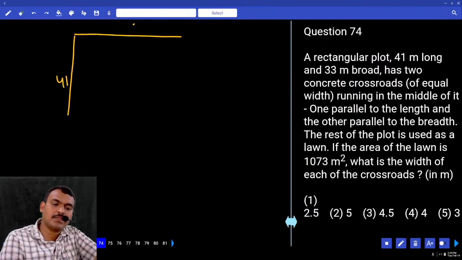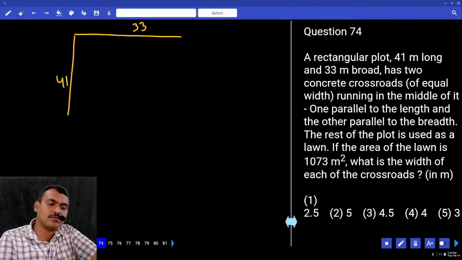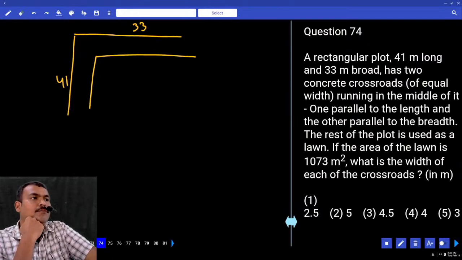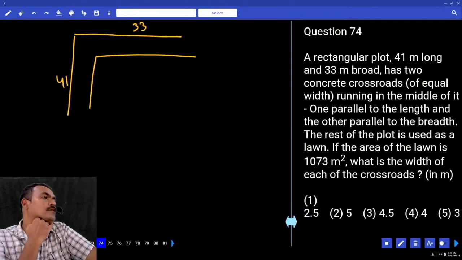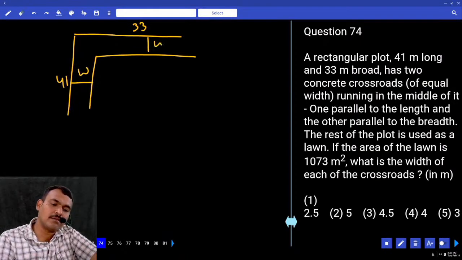What is the breadth value? 33. And here, how many concrete crossroads? 2 concrete crossroads or not? Okay. But the width values, same or different? Same. Suppose here the width I consider W. Here also the width is W or not? First one is how much? 41 minus W or not?